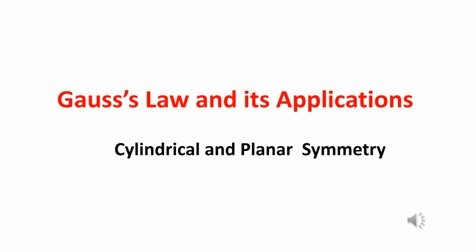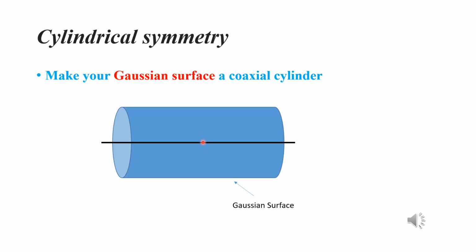Hello students, in this video I will discuss the Gauss law and its application to cylindrical and planar symmetry. In the case of a wire or a cylinder, we can draw the Gaussian surface as a coaxial cylinder. So this is the case for cylindrical symmetry. In case of some wire or some cylinder, we have a cylindrical Gaussian surface.